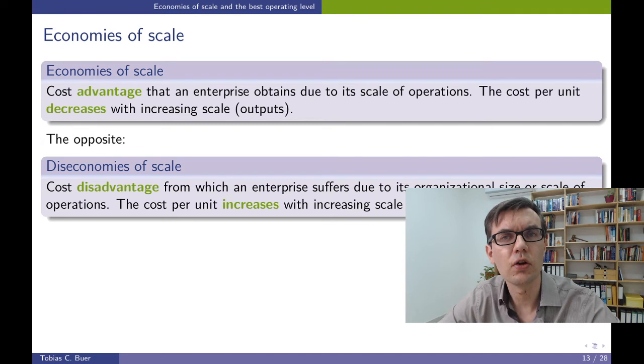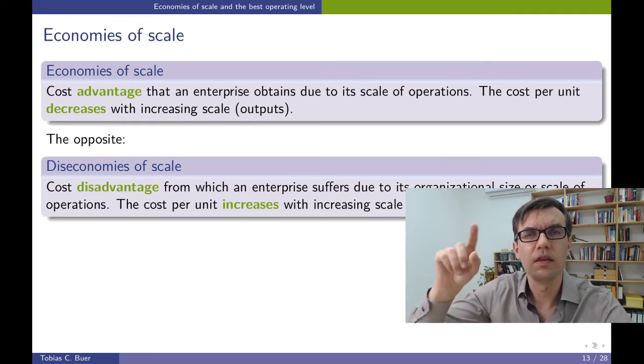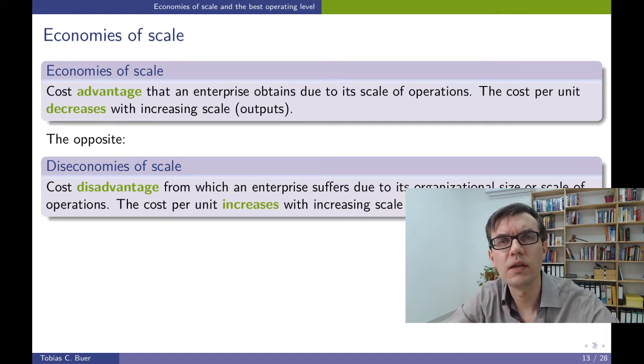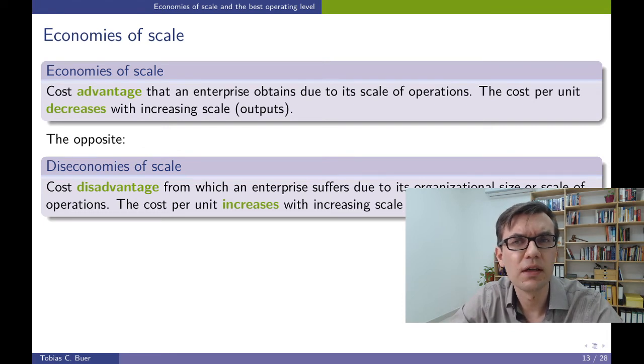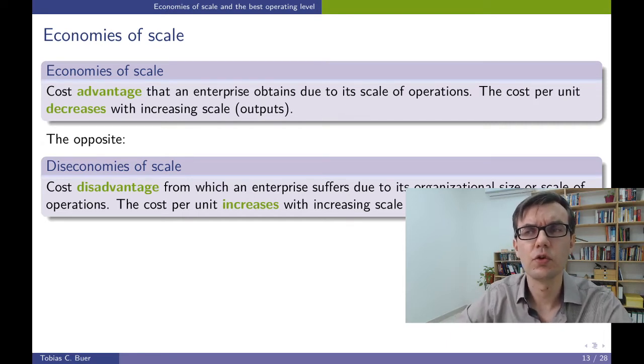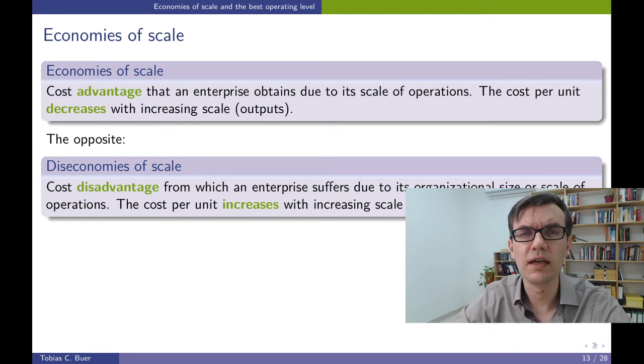Economies of scale are the cost advantage that an enterprise obtains due to its scale of operations. Scale means the amount of output we produce. The cost per unit decreases with increasing scale. However, there's also an opposite effect, diseconomies of scale. By diseconomies of scale, we mean the cost disadvantage from which an enterprise suffers due to its organizational size or scale of operations. The cost per unit increases with increasing scale.